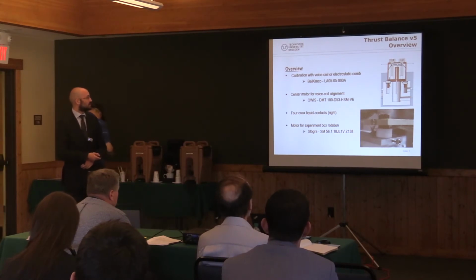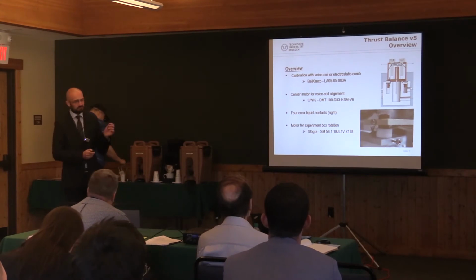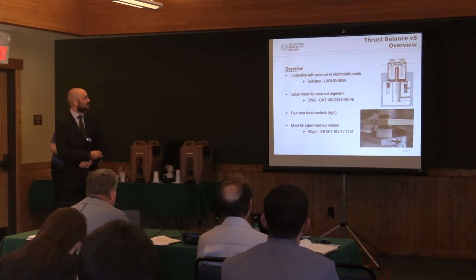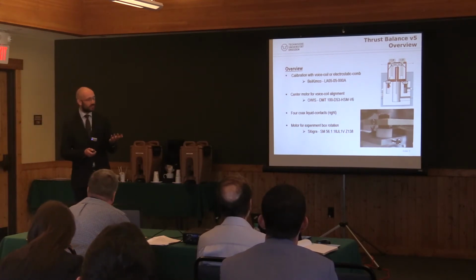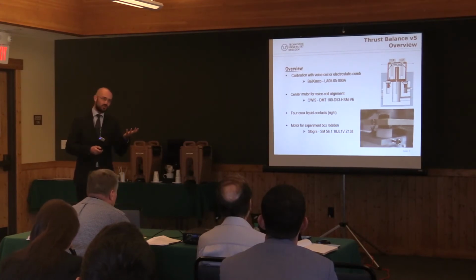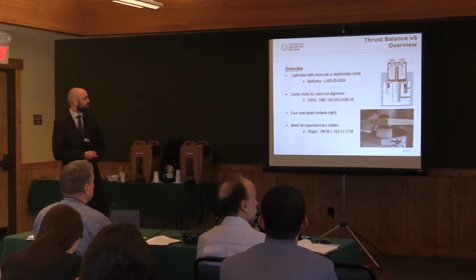We also have a center motor to align the voice coil, because this only has an operation range of around 2 millimeters or so, and we have to align our balance to this thing, so we use this below our thrust balance. What it basically does is apply a torque to one of the bearings, so we can switch the zero position of the balance.